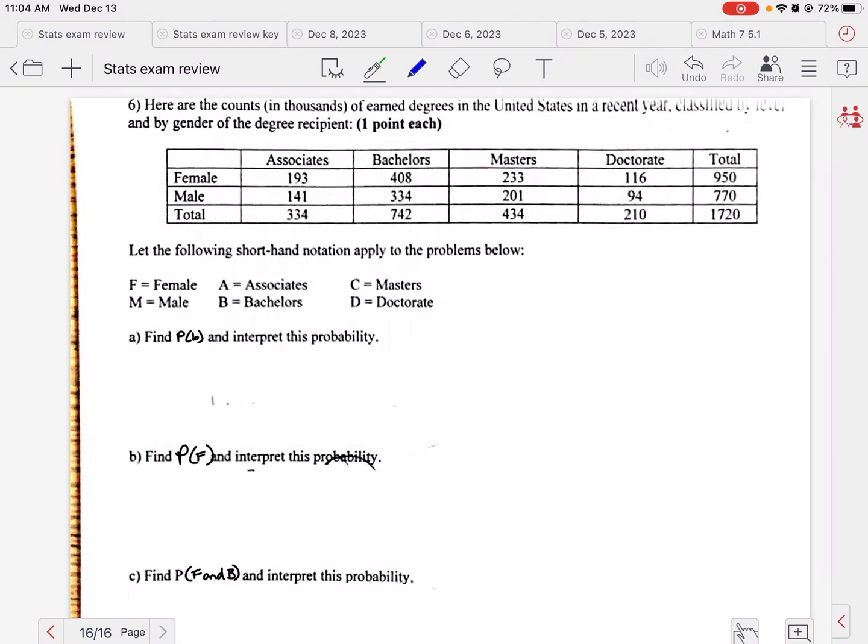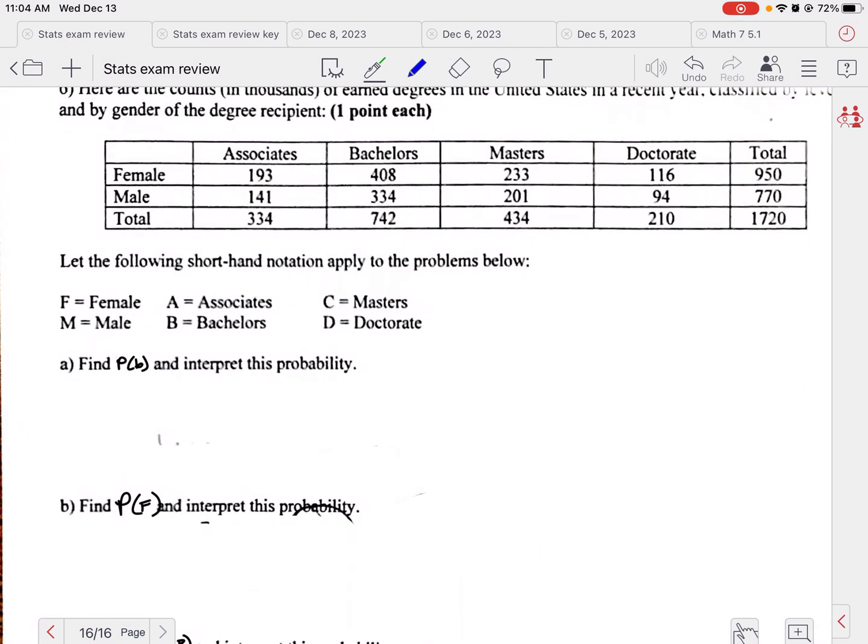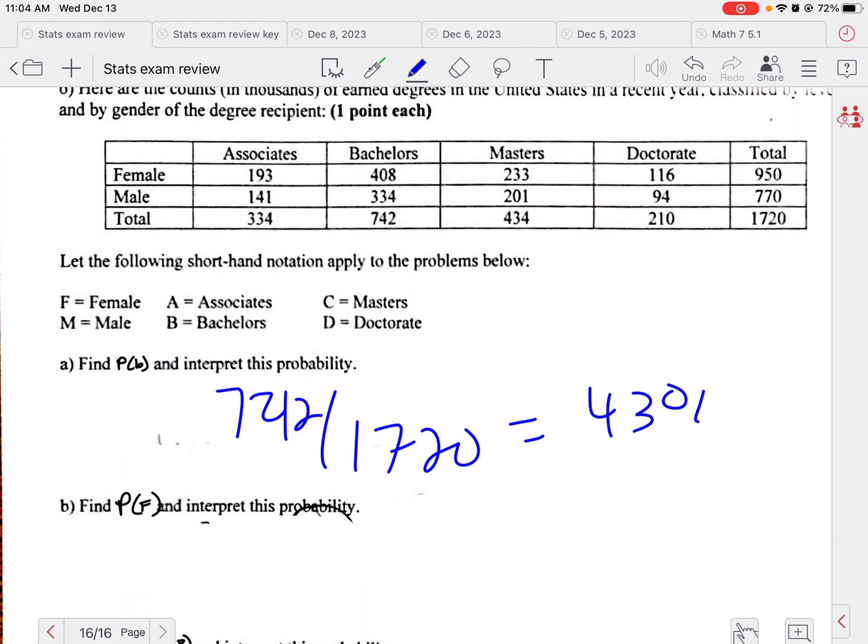All right, probability of B. So I changed these up from your actual test just so you could get some extra practice with this because it was easy to change. Probability of B, which is bachelor's degree. Okay, so there are 742 people with a bachelor's degree out of 1,720 people total. So 742 divided by 1,720 is going to give us 43%.